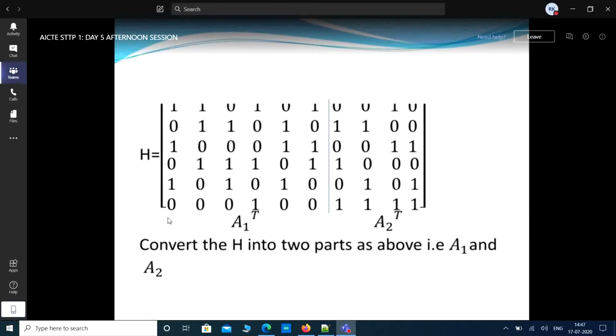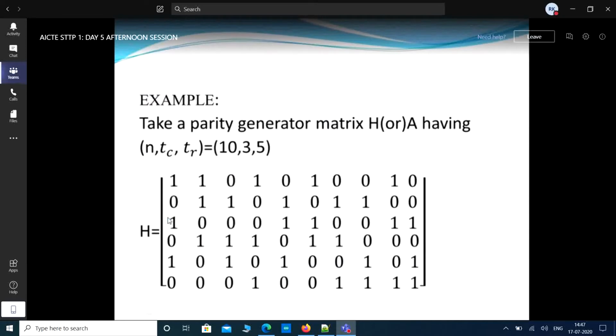So that is the first step. And the second step is that the parity check matrix is divided into two matrices. One is a square matrix and the second one is a rectangular matrix. In the square matrix, the dimensions of the square matrix are n minus k by n minus k only.